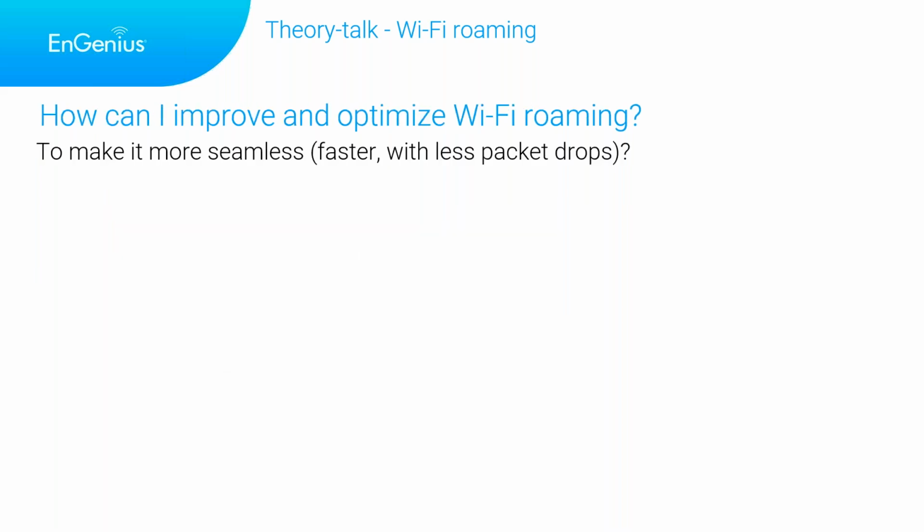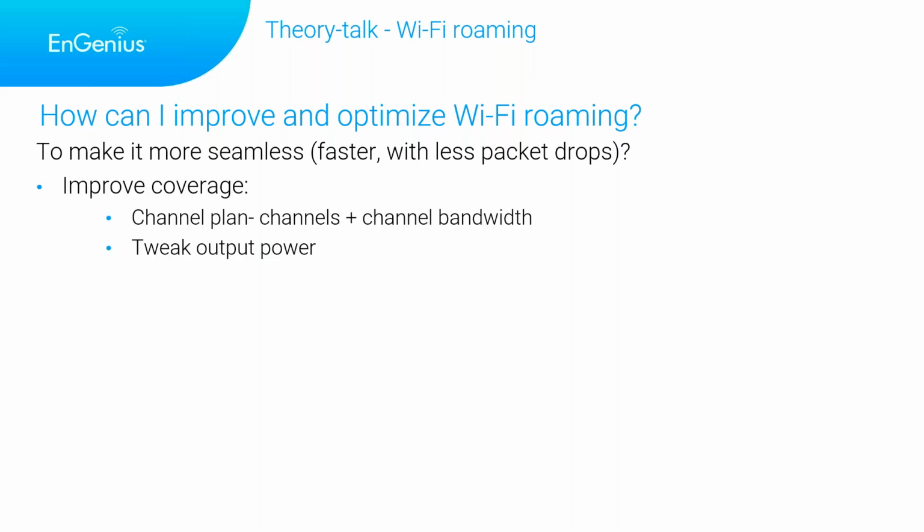So what can I do to improve and optimize my Wi-Fi roaming to make it more seamless, faster, with fewer packet drops? Well, start by improving your coverage, make a channel plan, select your channels and your channel bandwidth. The other thing is to tweak your output power, and maybe set minimum RSSIs on access points.